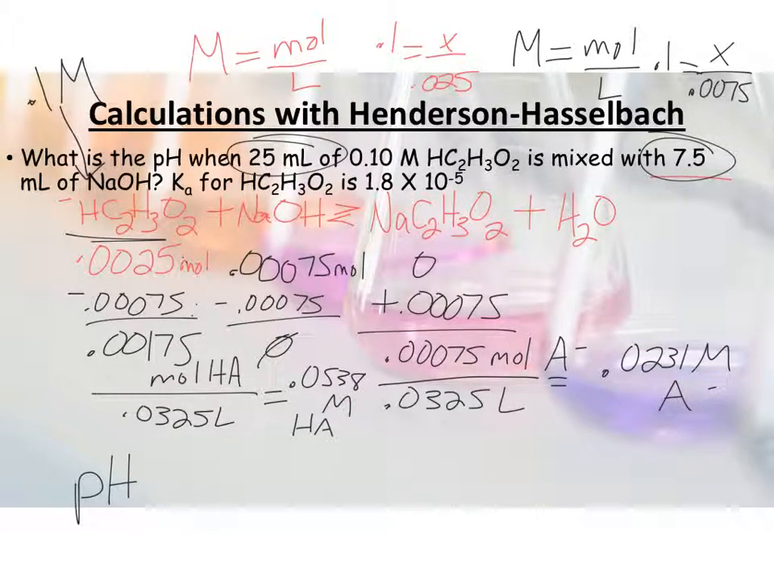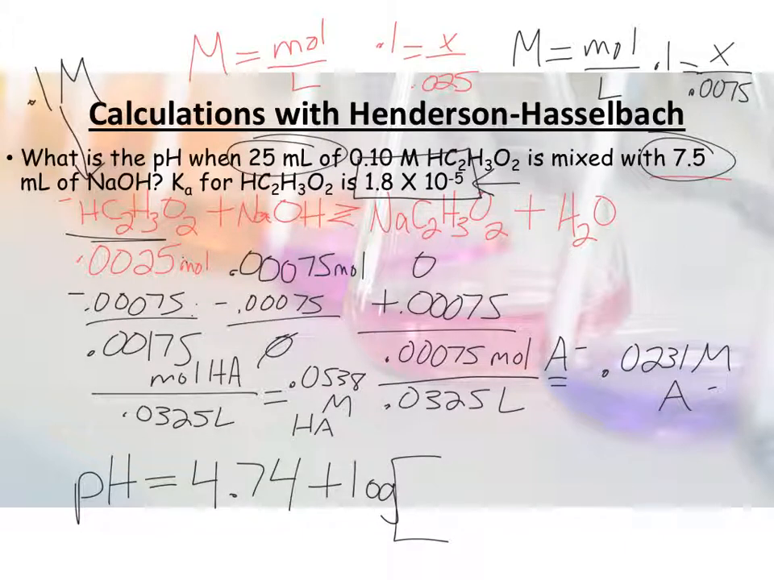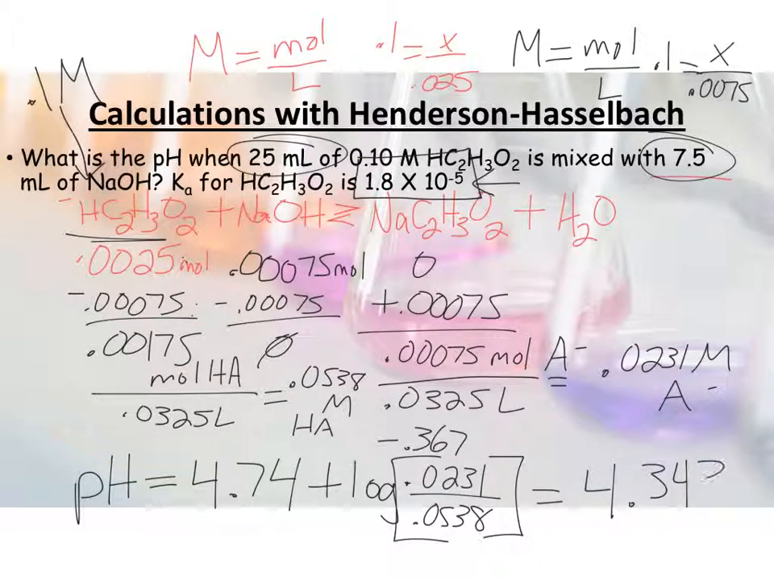All right, now all I got to do now is just plug it in. So I got pH equals, okay, now I needed to do the pKa of my Ka. So if you negative log this number, you get 4.74 plus the log of my conjugate base over my acid. All right, so now it's just a math problem. Plug it in. This guy right here ends up being negative 0.367. So then 4.74 minus 0.367, so my final pH at that point is 4.343.